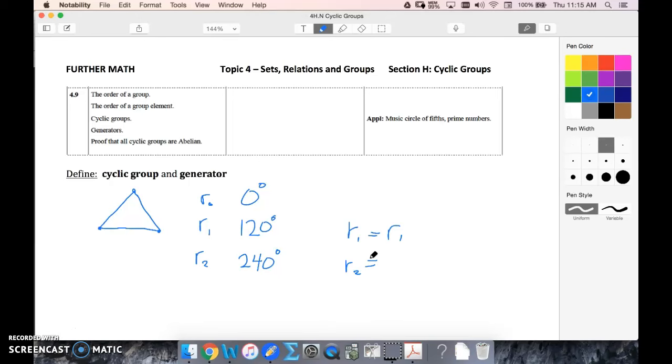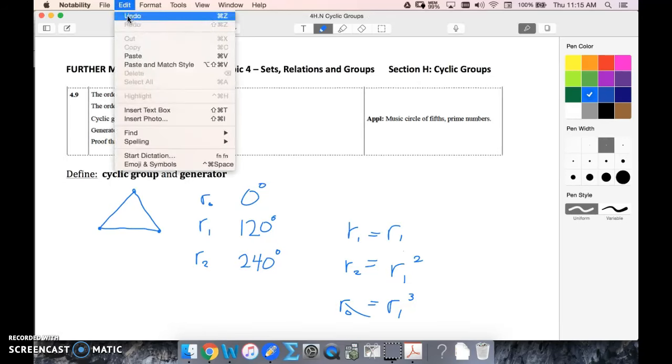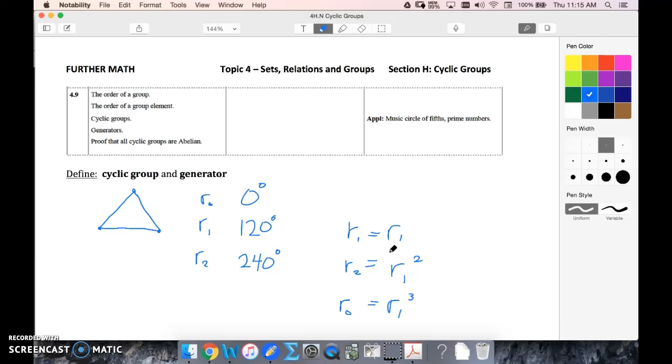R2 is the same as if I do rotation 1 twice. So remember, I can write this as R1 to the power of 2. It's not squaring it, it's doing the operation twice, so doing this rotation twice. If I do the rotation a 3rd time, I get back to where I started, 3 times 360 degrees. So notice I can write all of these rotations using the R1.